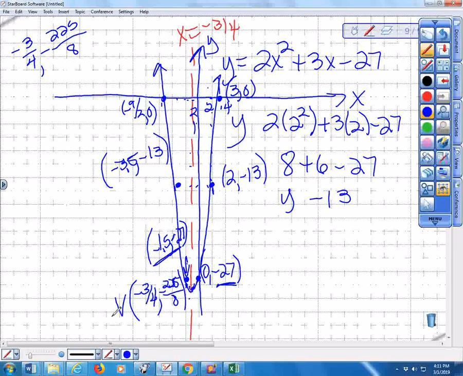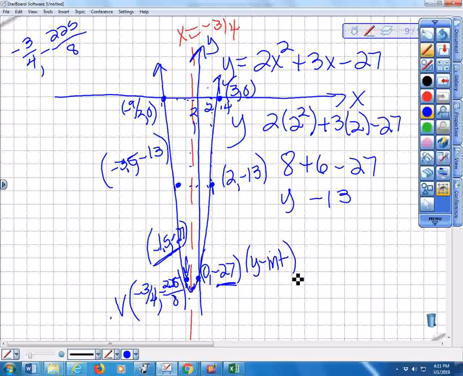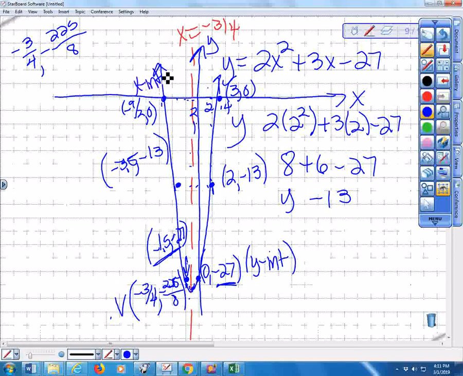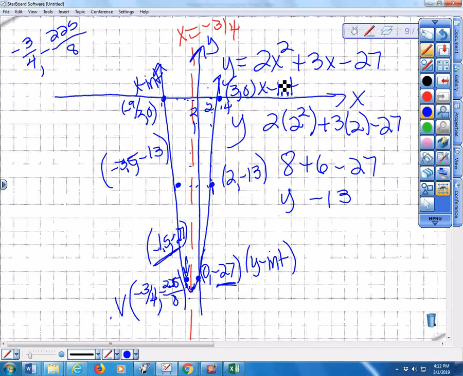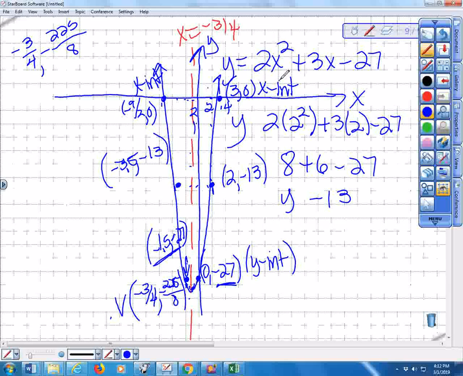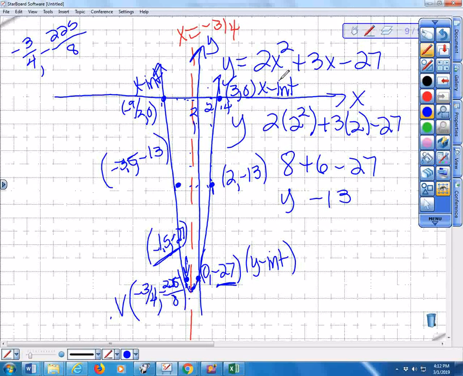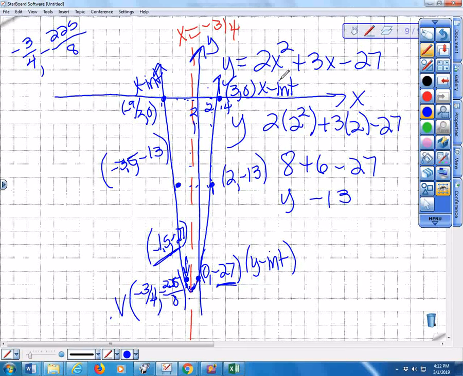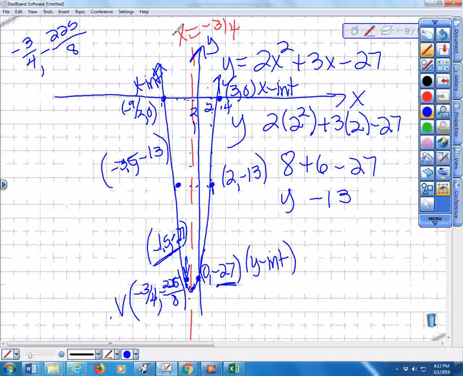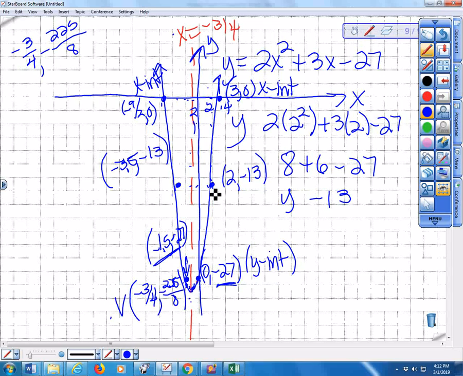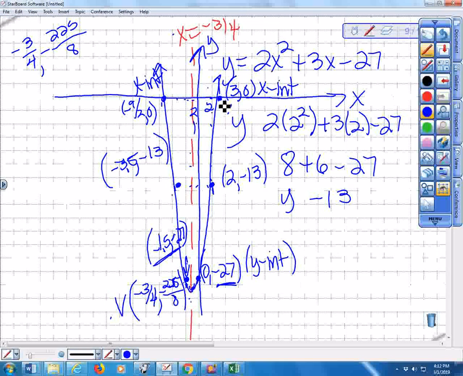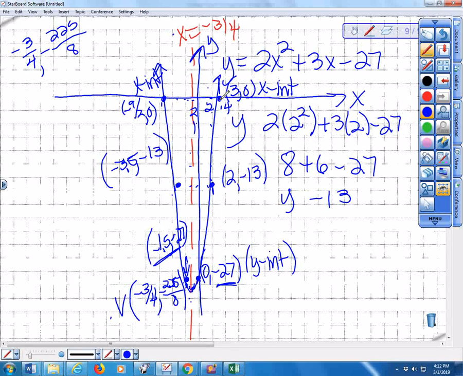I know that this is the vertex. I can call this the y-intercept. I can call this the x-intercept or roots, and this the x-intercept. Okay, this is much messier than yours should look, but that's what I'm looking for. I want to see the axis of symmetry labeled. I want to see every point that you just found, the vertex, the y-intercept, the 3 additional points, and your x-intercepts or your roots. I want those on your graph. Okay, and that's what I'm looking for.